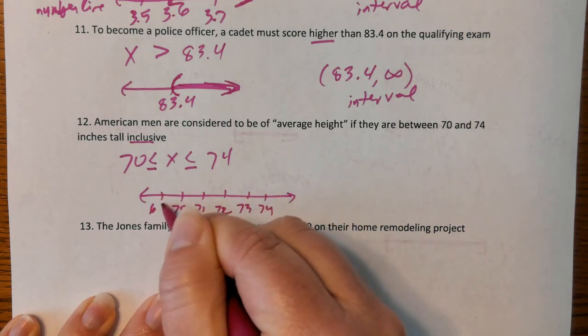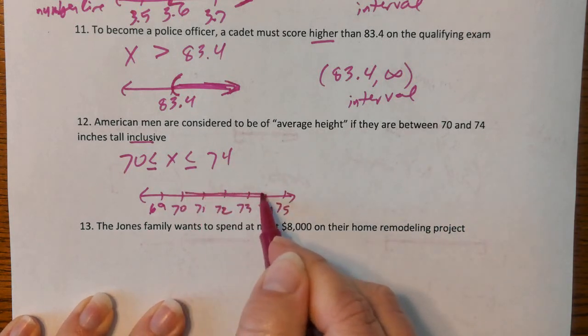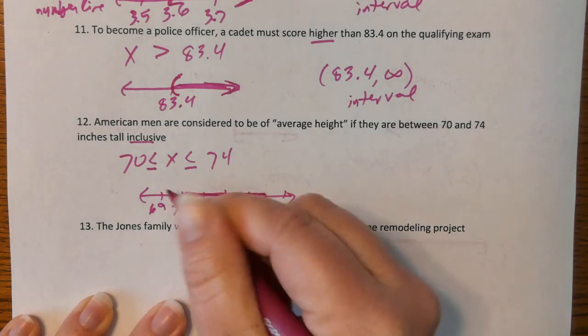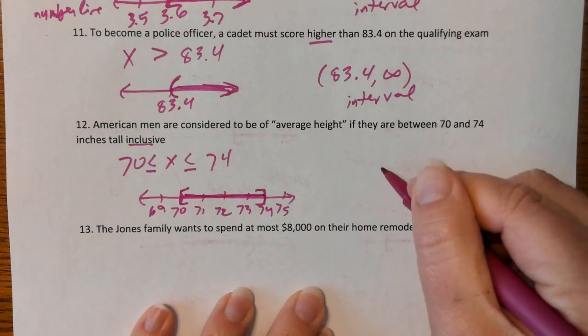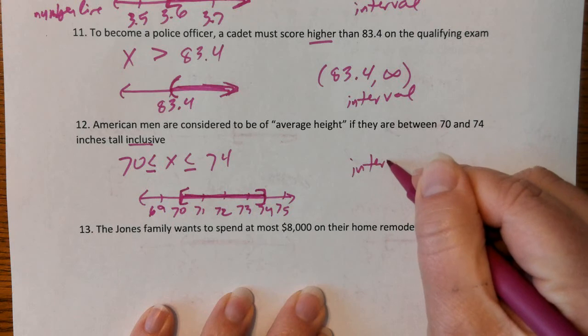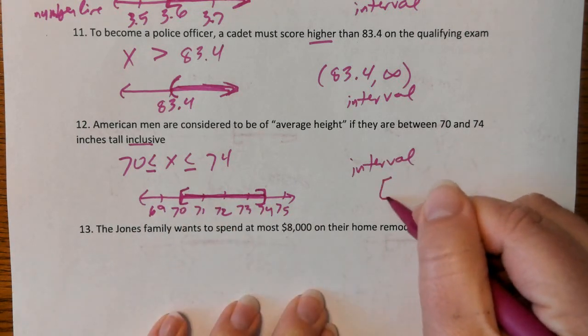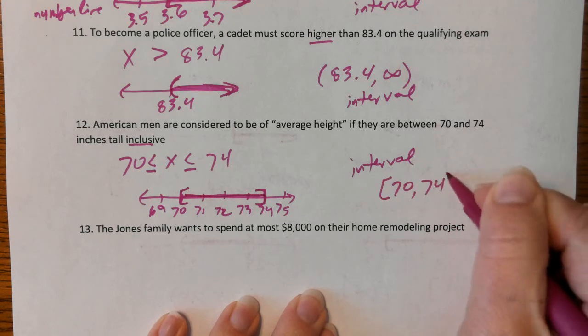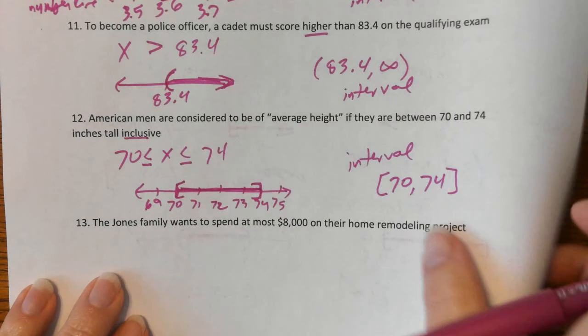The number line will have those numbers on it. You could put a number on each side if you want. We're going to shade from 70 to 74. Because it has equal to symbols, we're going to bracket those numbers. And our interval, remember an interval says where does the shading start and where does the shading stop? It starts at 70, ends at 74. Put brackets on those because they have the equal to.